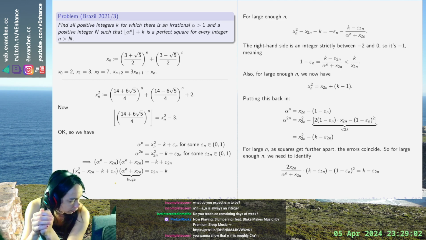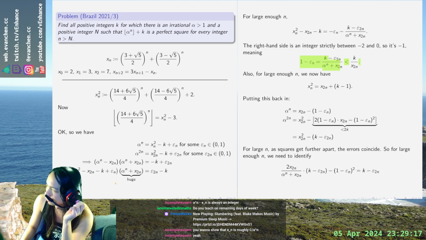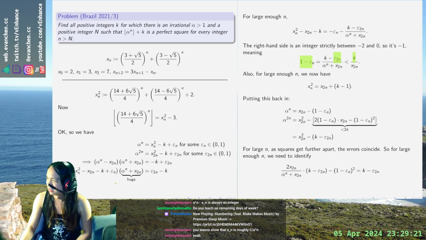Epsilon n is roughly c over alpha to the n. Wait, what? No, that's false. Epsilon n is close to 1. You want 1 minus epsilon n? Yeah, but we have that, right? This equation says 1 minus epsilon n is basically 1 over 2 alpha to the n. I just don't see why that helps. If you use that bound here, great, this is basically k, and this is basically k minus 1, which is what we expected.